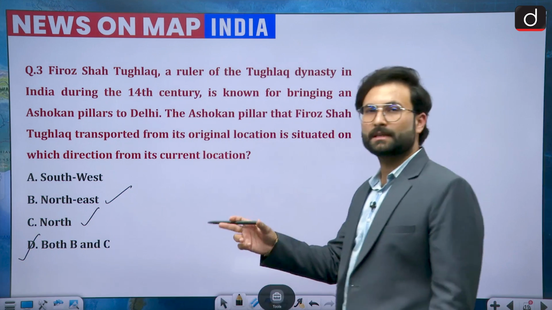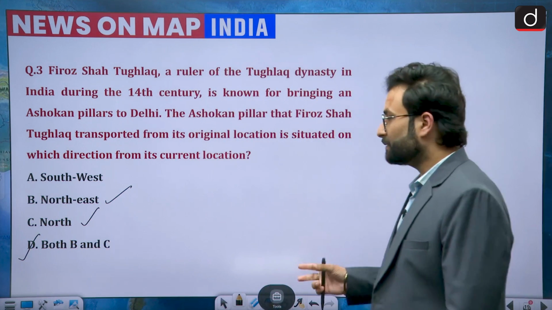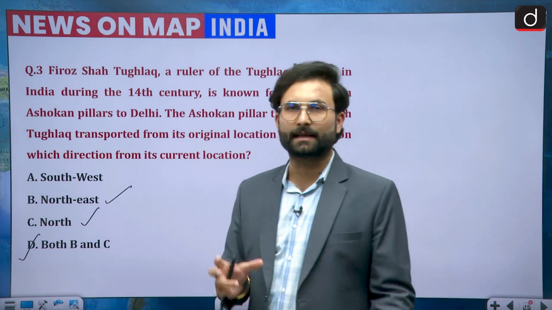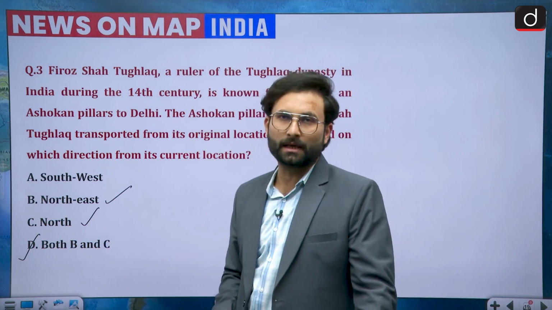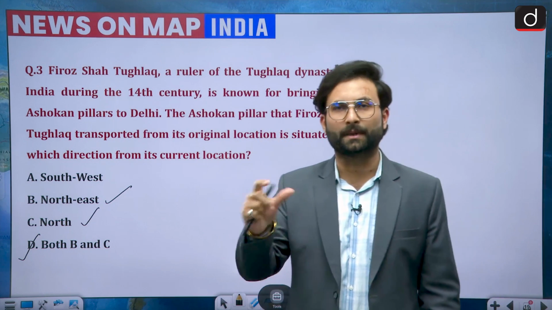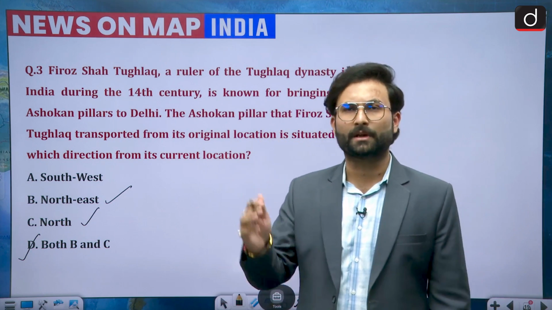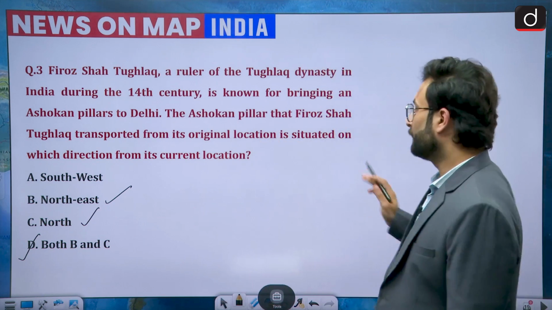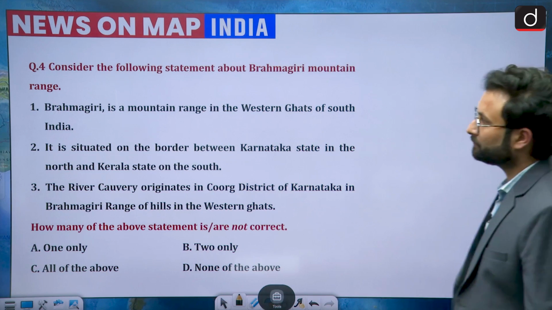That says both B and C are answers, okay. In exams we have to go for the most suitable answer, that is why this particular option would be correct, okay. Or either they would have mentioned the name of the inscription or the pillar, let's say Topra or Meerut, and we would answer accordingly, okay. Now moving to question number 4.